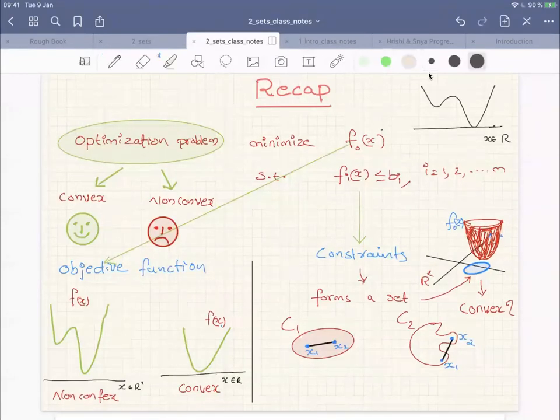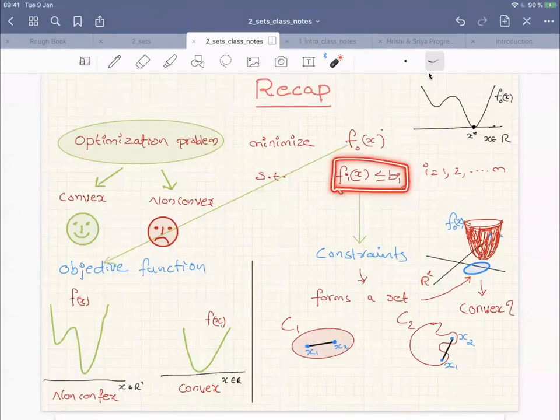If you minimize this function, what will happen? The solver will find the point x star, which minimizes this function f0(x). But now we are saying it's not just minimizing f0(x), we have to satisfy certain constraints fi(x) less than bi. There are m different constraints for various values of i, for example, f1(x) less than b1, f2(x) less than b2, like that.